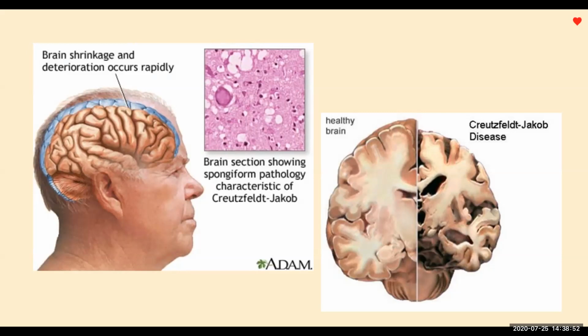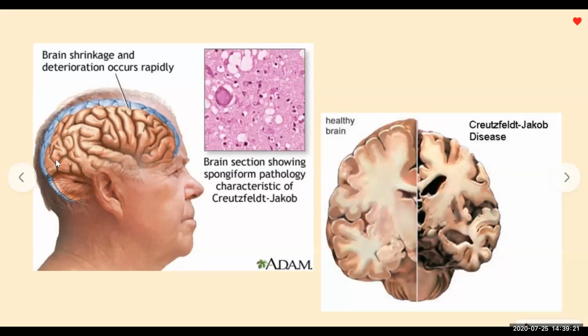Now, what happens to the person? An abnormal isoform of a cellular glycoprotein, known as the prion protein, develops. If you look at this brain, it has shrunk because the brain deteriorates. So, brain shrinkage and deterioration occurs. This blue here shows how big the brain should be, but it has shrunk.